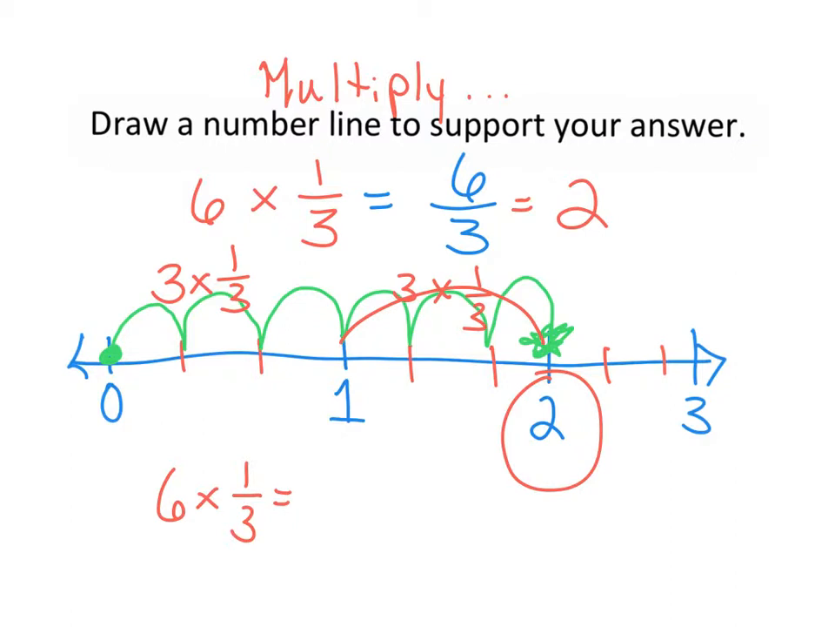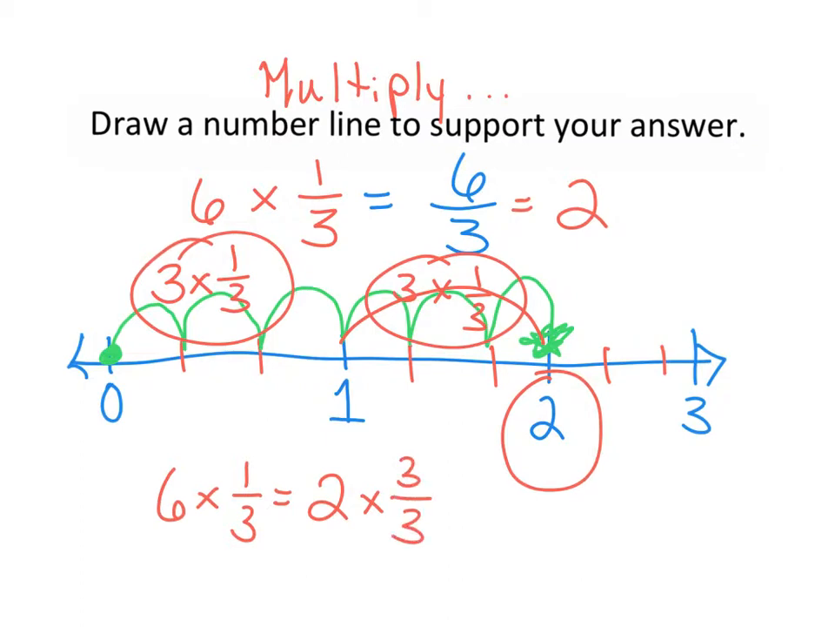How many groups do we have? We have 1, 2 groups. We had 2 groups of 3/3. We moved up those 2 times, 3 times, right over here, look. One of these, which represents that, and then one of these. So 2 of those 3 times 1/3 is equal to 2, because 2 times 1 is 2.